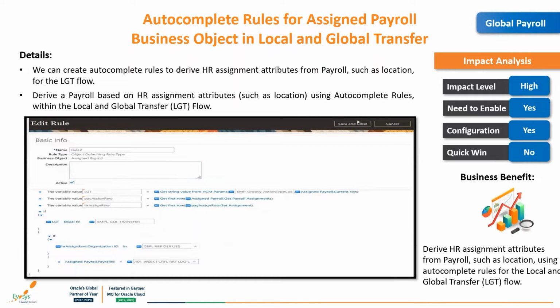Once this is done, whenever a local or global transfer happens for an employee, the rules are evaluated and the appropriate payroll name can be defaulted based on the business rules. This provides much flexibility and reduces human errors due to users trying to enter the payroll manually in case of multiple payrolls.